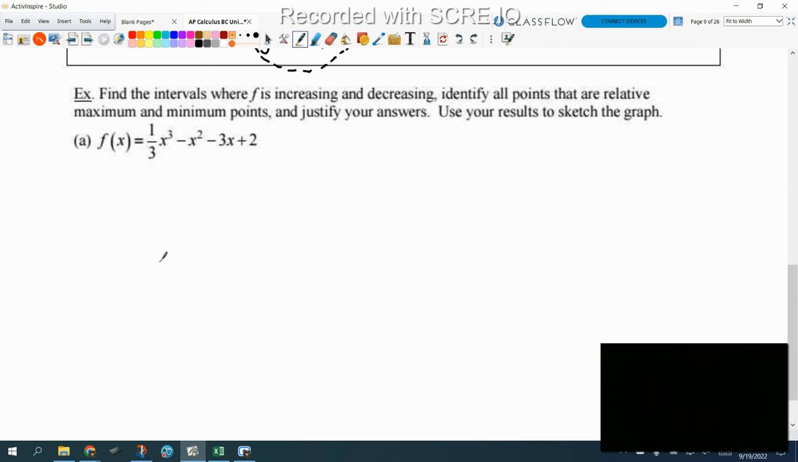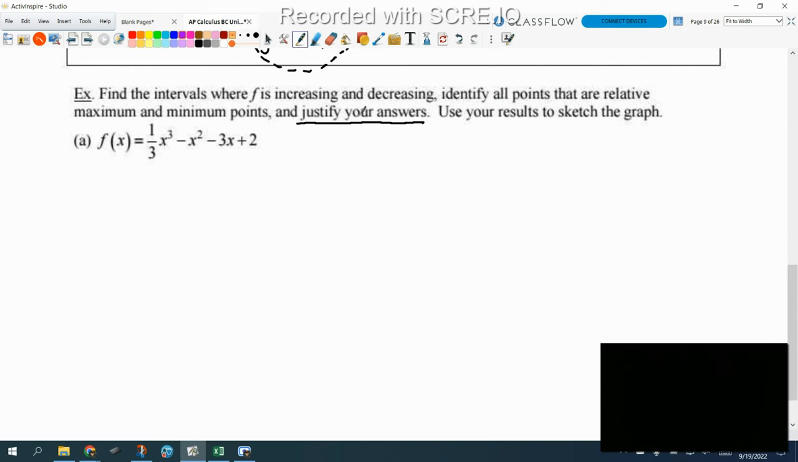We're going to find the intervals where f is increasing and decreasing. We're going to identify all points that are relative maximum and minimum points, and then we're going to justify our answers. So that is the key to today's lesson. Finding all this stuff is pretty simple. Being able to justify it correctly to earn all of the points on our FRQ is going to be the hard part. Okay, we'll sketch a graph of our results.